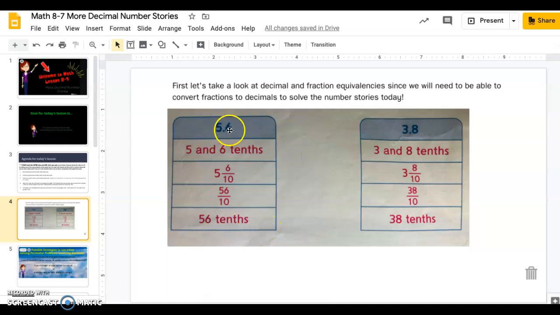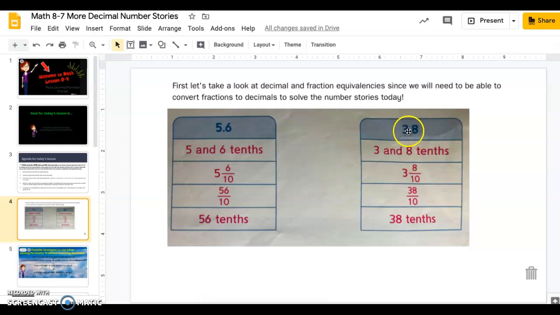Okay, so if we see a decimal and we're having to add decimals, I want us to really remember that we can think of 5.6, 5 and 6 tenths, as 5 wholes and 6 tenths. And you'll see how that really connects to our number stories in just a few minutes here.